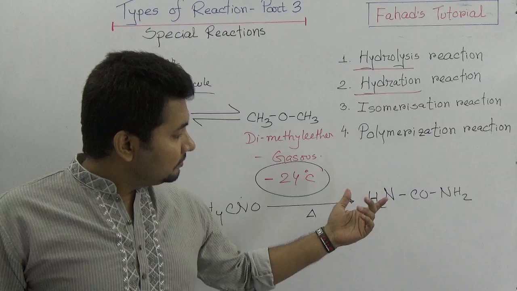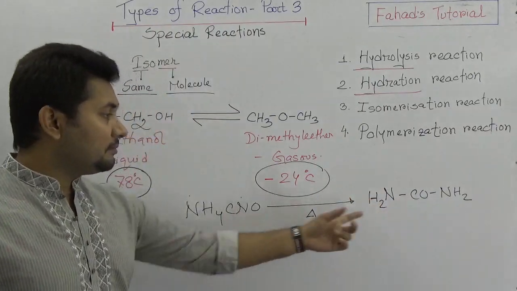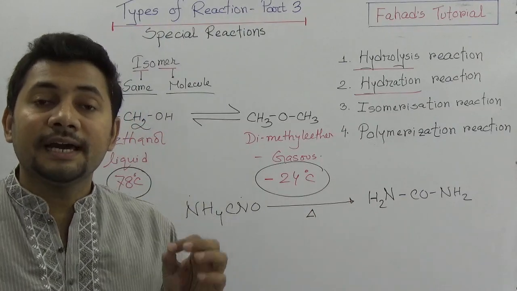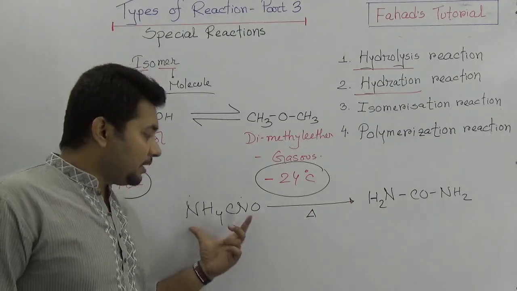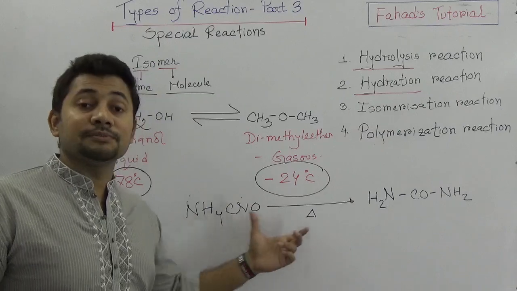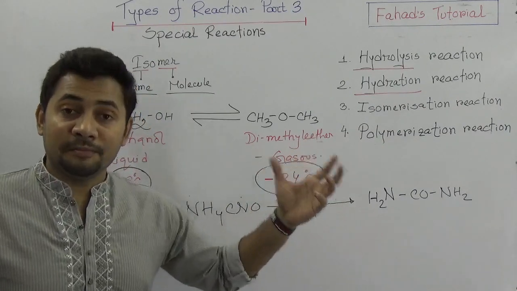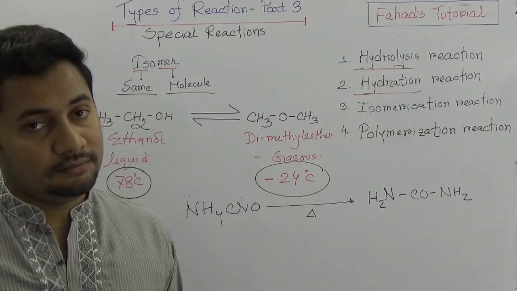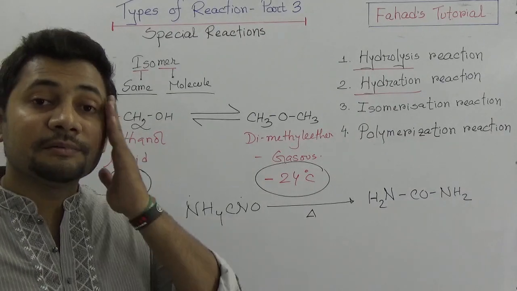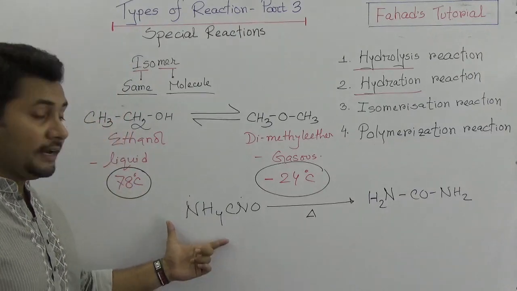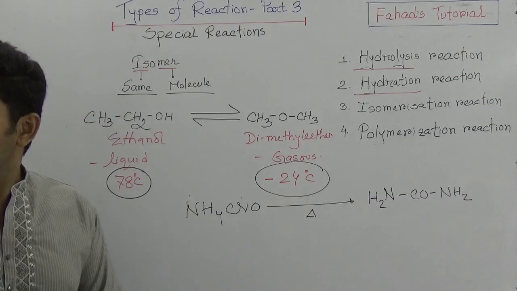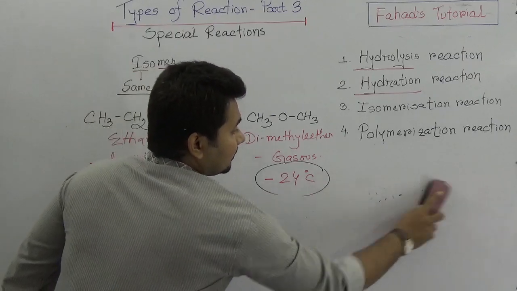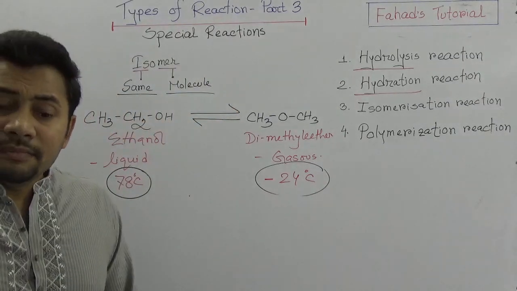Urea, you see the molecular formula is the same, but urea has different properties. And this reaction is known as isomerization. When the number of atoms in molecules does not change, but compounds with different properties are produced, this is called isomerization. Now think about polymerization. I hope you understand this. So think about polymerization, what is the meaning of that?